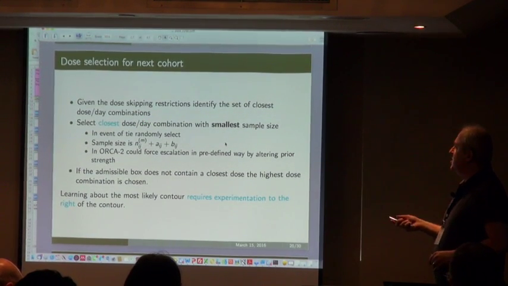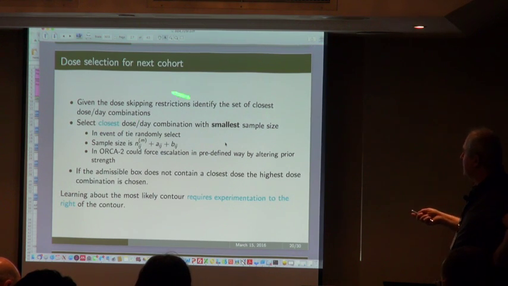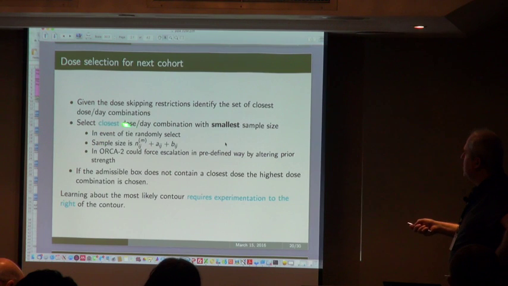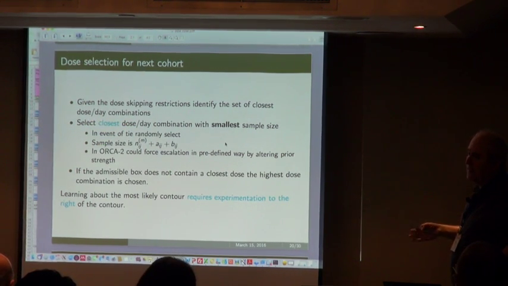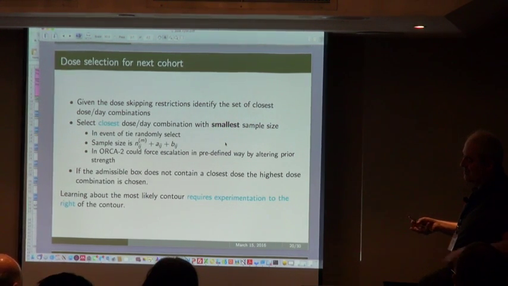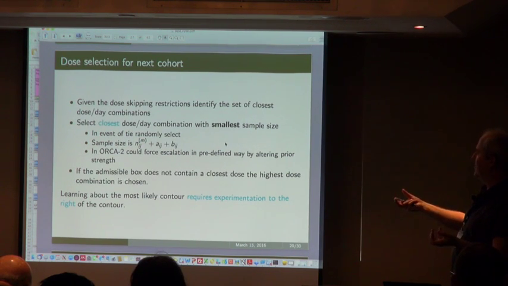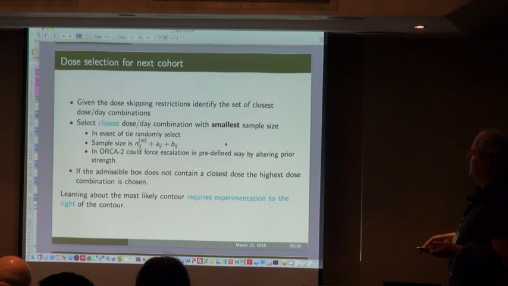So how do we pick the dose for the next cohort as we're going through this? We calculate the set of closest doses, or dose and day combinations, and we pick the closest with the smallest sample size. Now, it's a very simple rule, this. It works very well. And part of the intuition is we want to experiment across the contour. And if you've got 2 dose combinations that you've got, say, 2 patients on each, then you would just pick randomly which one to pick.